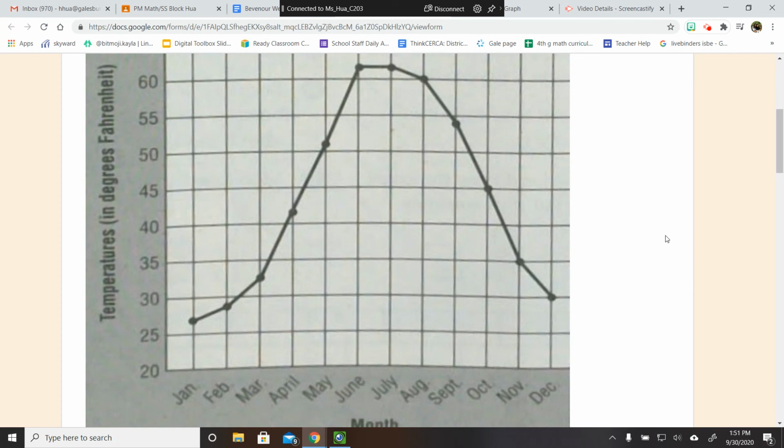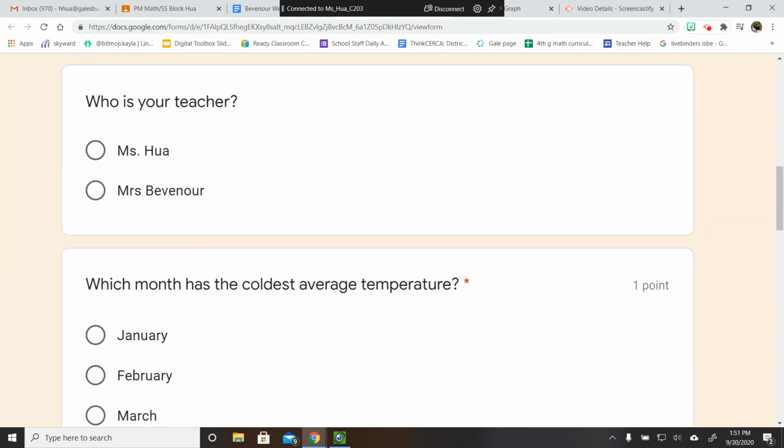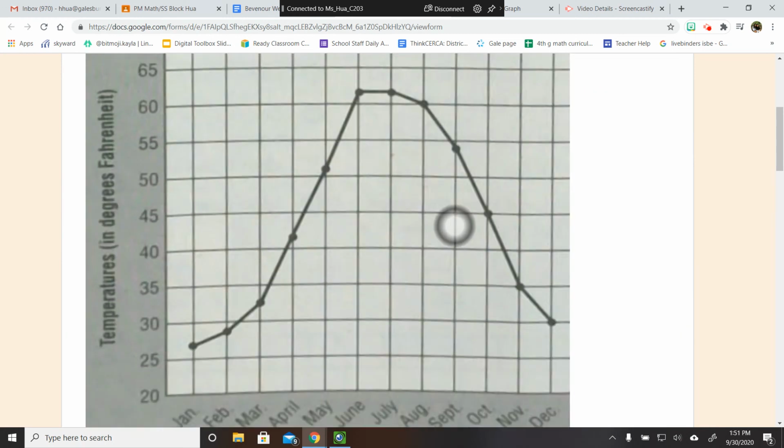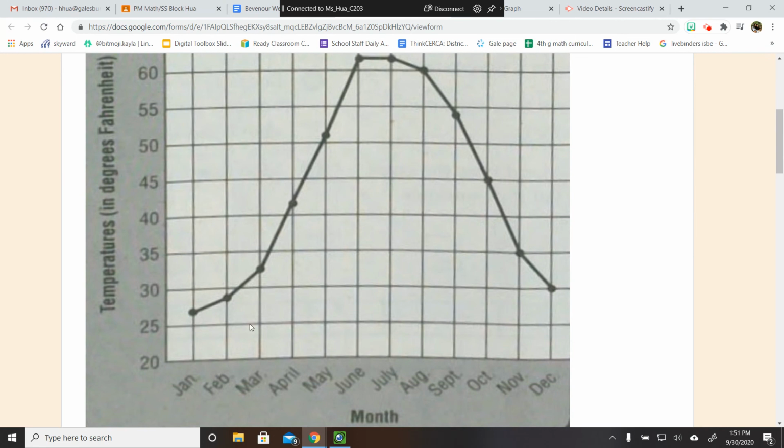So here it goes. I lost track of what I was asking them to do. Oh, no, I'm sorry. It says, which one has the coldest average temperature? Okay, so look. If I'm looking at this graph, which month has the coldest temperature? Look at that. That is cold. This is not as cold as that because this is lower than that. So, Jackson, if I'm looking at the graph, which one has the coldest temperature?